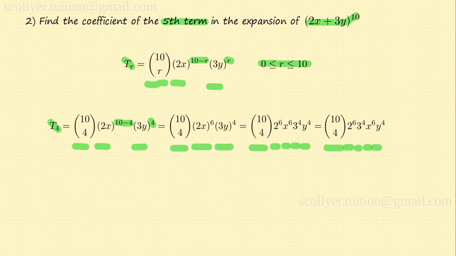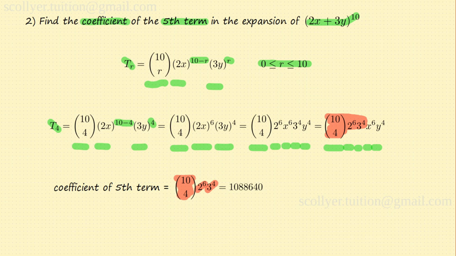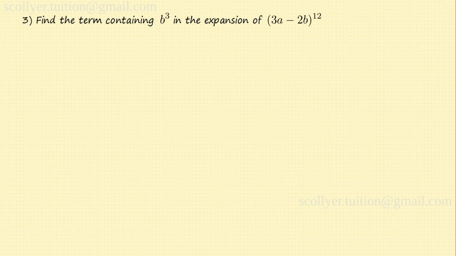Now the question requires that we find the coefficient of the 5th term. That means what we have to find is the number in front of the x to the 6, y to the 4, which is all of this part, all the numeric terms there shaded in red. And so the coefficient of the fifth term is 10 choose 4 times 2 to the 6 times 3 to the 4, which we can compute on a calculator to get 1,088,640.